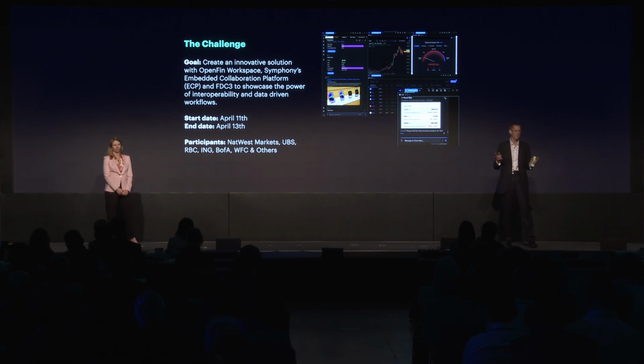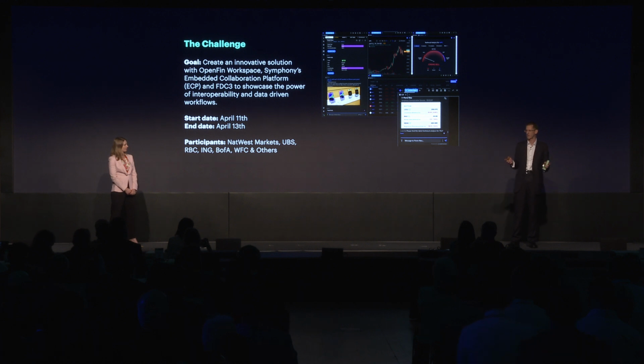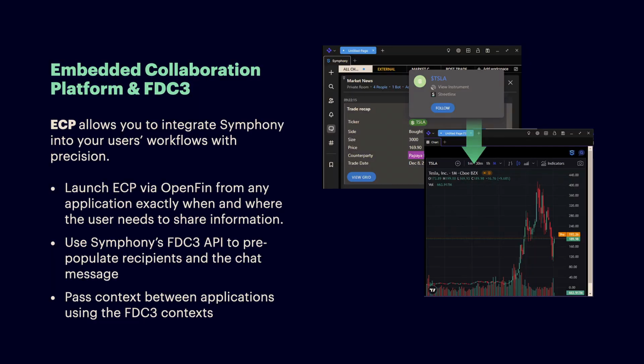But I realize not everyone here knows what Workspace and FDC3 and ECP mean. So let's dig in a little bit and then we'll go from there. The embedded collaboration platform, you've heard it mentioned earlier today already. It's the ability to really be precise with Symphony in your workflows. You can decide where you want a chat to appear, when you want it to appear. Your application can control that window and interact between the applications. So really useful when you're trying to build custom workflows for users.